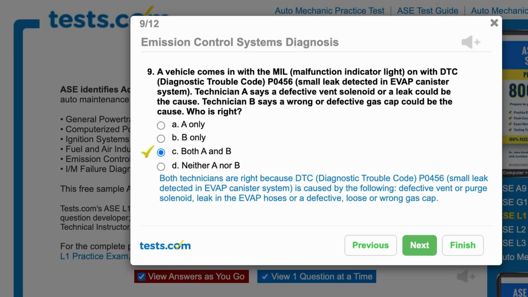C, both A and B. Both technicians are right because DTC, diagnostic trouble code, P0456, small leak detected in evap canister system, is caused by the following: defective vent or purge solenoid, leak in the evap hoses, or a defective, loose, or wrong gas cap.